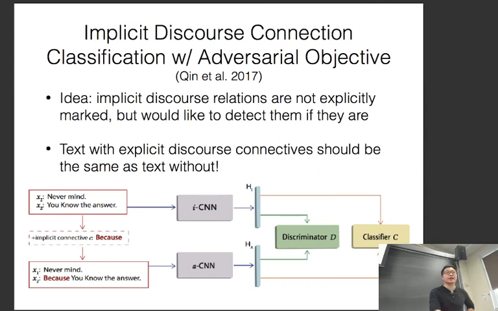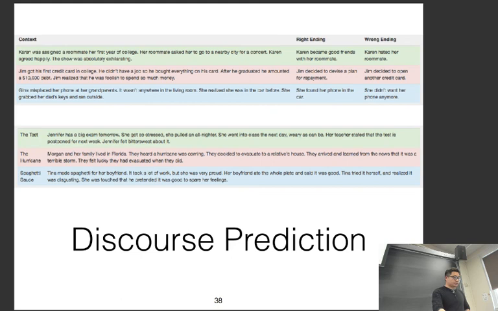This is already covered by Graham in the previous lecture, the GAN lecture: predicting the discourse connector between two sentences. You can think of this as shallow discourse parsing. You don't need to construct a full tree, but you only need to decide the relation between two clauses.